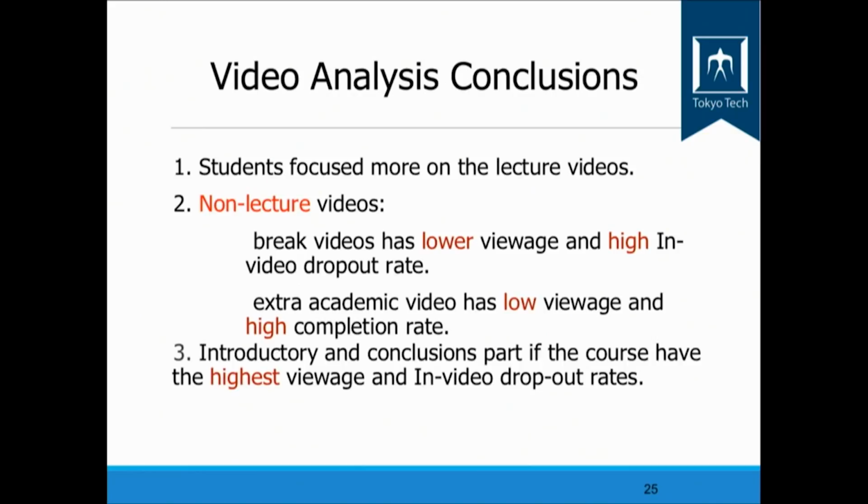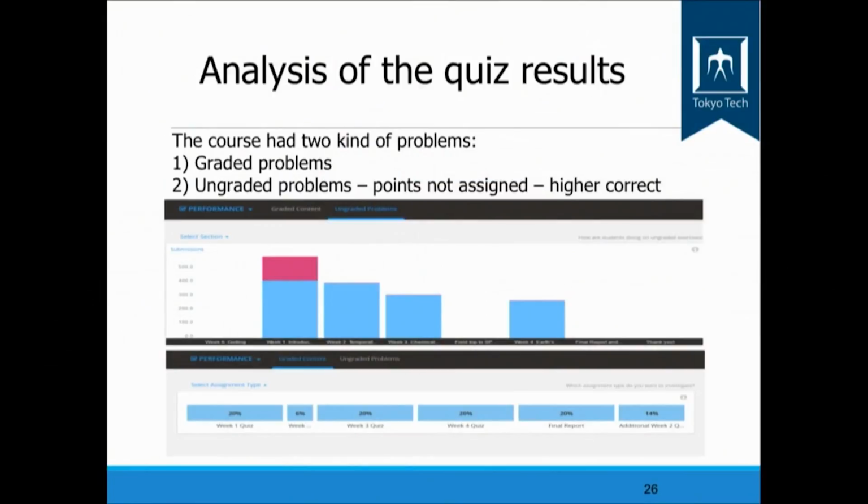So what we got from the video analysis is that the students focused more on the lecture videos, and some of them did not even watch the non-lecture ones. The introduction and conclusion of the week usually did not have much attendance from the students. Another thing we can know from edX Insight is the students' performance on the graded and ungraded content of the course, as you can see here.